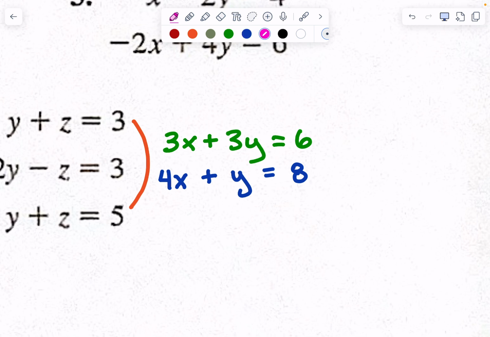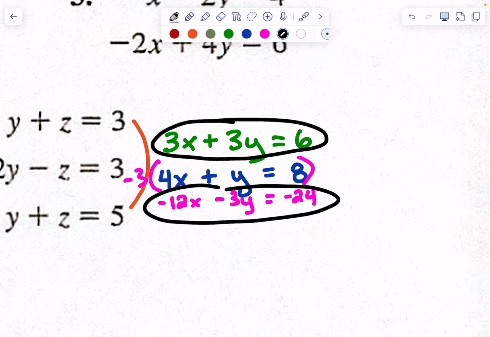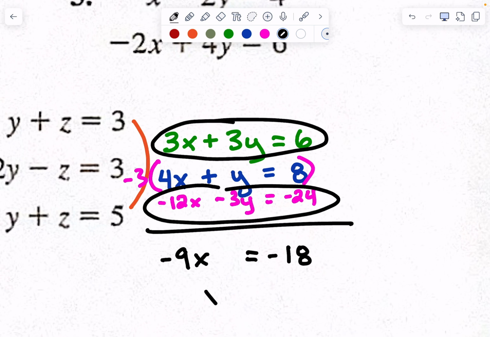Shall we eliminate? Which one? The y's. Okay, let's multiply this one by -3. So I'm going to do that right here: -12x minus 3y equals -24. I'm putting this one together with this one. How many x's will we have? -9x, the y's are gone, equals -18. Boom. x is 2.